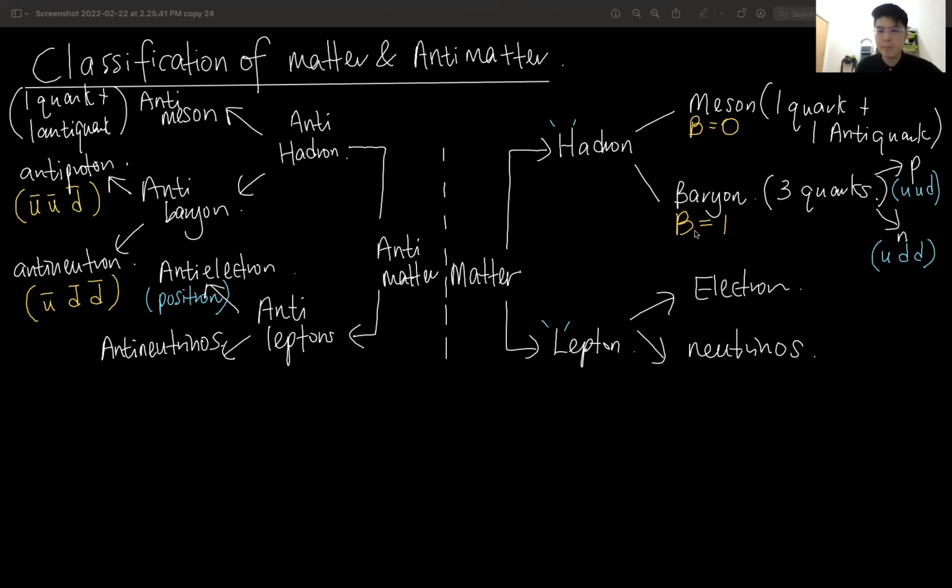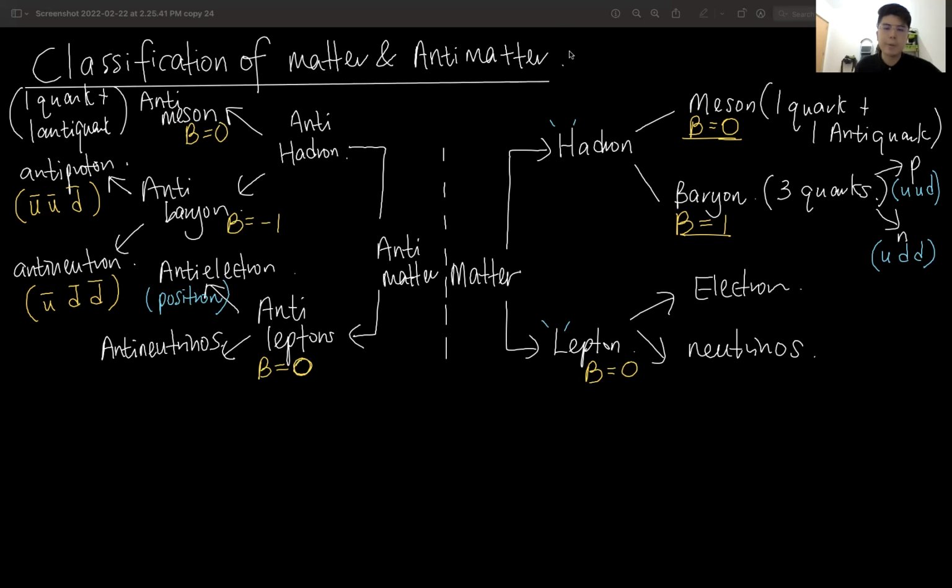What about the baryon number? For the baryon, the baryon number is 1, for the meson it is 0. For the antimatter, you just reverse the baryon number. So anti-baryon will have a baryon number of -1. Anti-meson is not a baryon, so it is still 0. Lepton has a baryon number of 0 because it is not a baryon. As long as it is not a baryon, it gets 0. Anti-lepton also has baryon number 0.